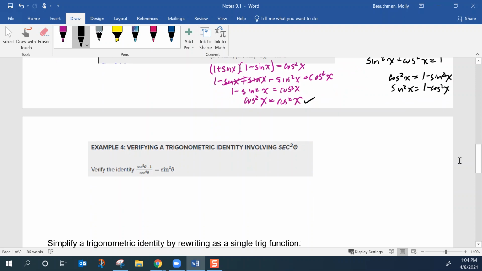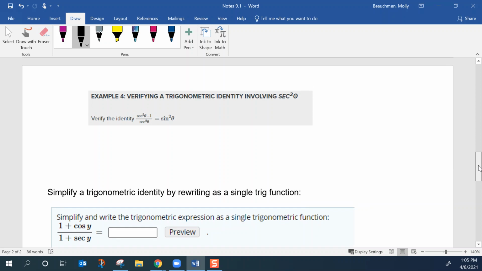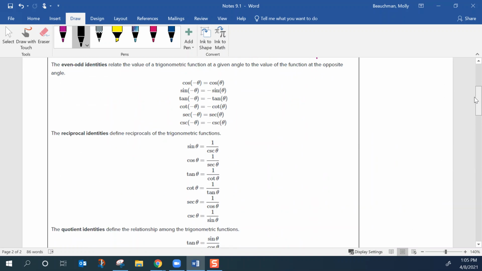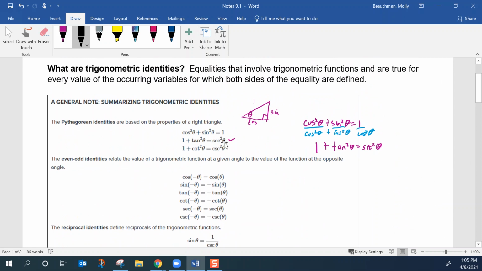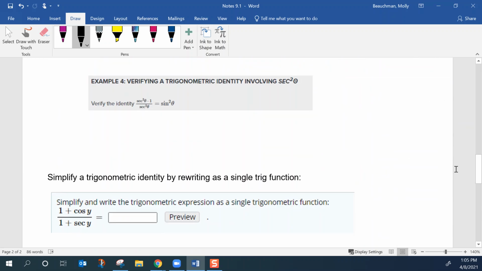Next example, we're going to verify another trig identity involving the secant squared. We're starting with the left-hand side. Secant squared minus 1, divided by the secant squared, is equal to the sine squared. There's a couple of different ways that we can do this. You can take a look at your Pythagorean identities up top. Secant squared, if we subtracted 1, would equal the tangent squared. So secant squared minus 1 is equal to the tangent squared.